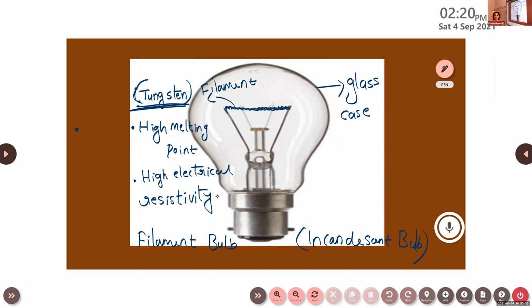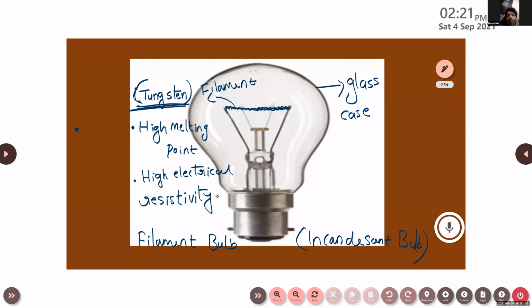And instead of using copper, aluminium and silver, here we prefer tungsten as the metal to construct this filament, because tungsten possesses a high melting point and high electrical resistivity. So whenever a large amount of current or heat passes through this filament, it doesn't affect it, and it doesn't break, because tungsten has a high melting point. It can withstand even 3380 degrees Celsius temperature. No problem. If 3000 degrees Celsius is passing through this tungsten filament, no problem occurs to our filament.